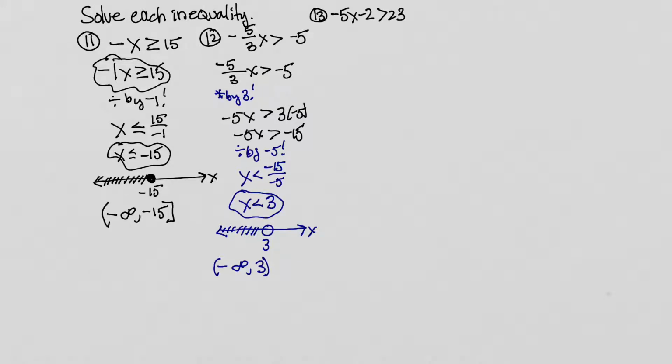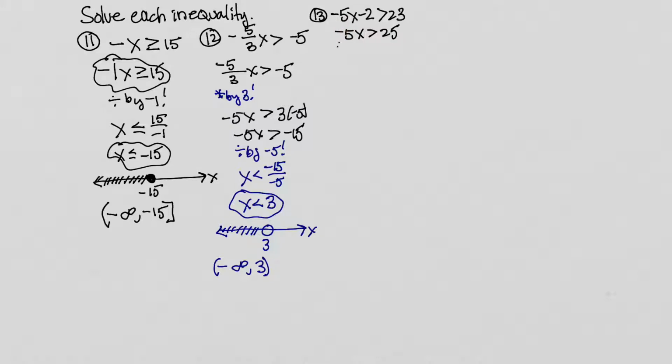In number 13, we're going to solve this one by adding 2 and then dividing by 5, in that order. So let's add 2. Now I'm just going to do this. This is going to be -5x. If I add 2, I get 25. And now I'm going to divide by 5, right? Divide, because we got a multiplication.